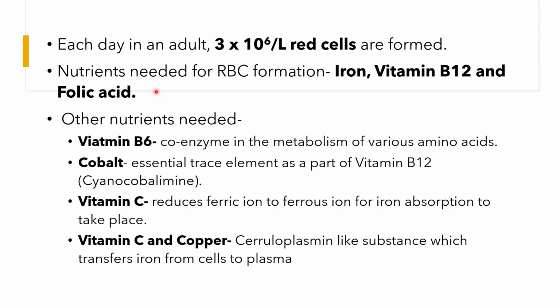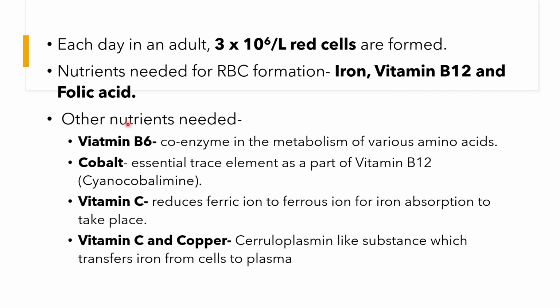Summarizing the various stages of the erythroid series, first we have the pro-erythroblast followed by an early erythroblast, then the intermediate erythroblast, then the late erythroblast followed by the reticulocyte, and finally the mature RBC. Other general points that we need to know are that an adult body produces about 3 into 10 to the power 6 per liter RBCs per day. The nutrients that are very important for the production of RBCs are iron, vitamin B12, and folic acid.